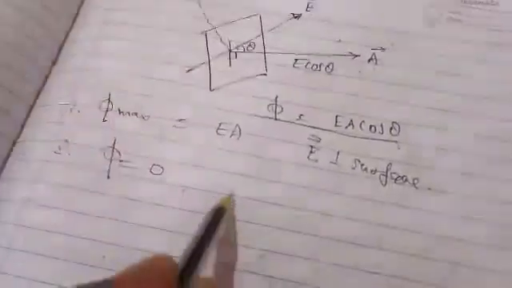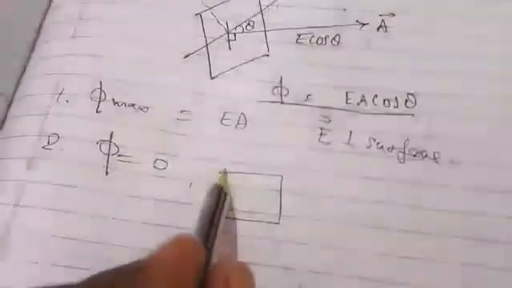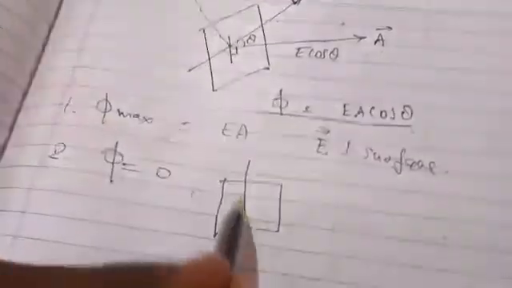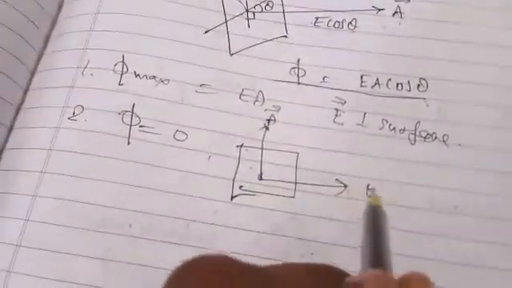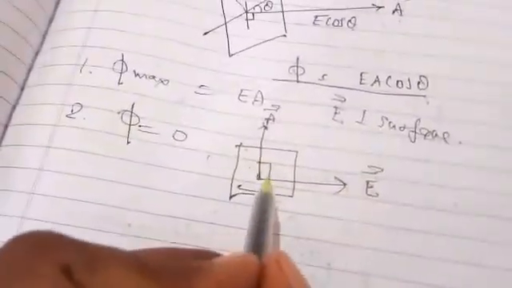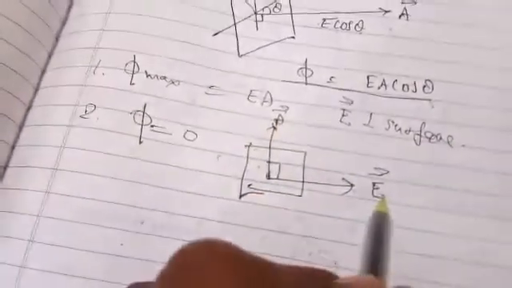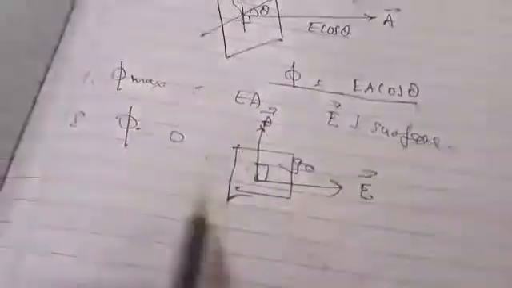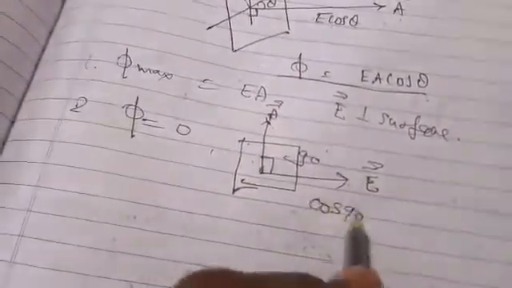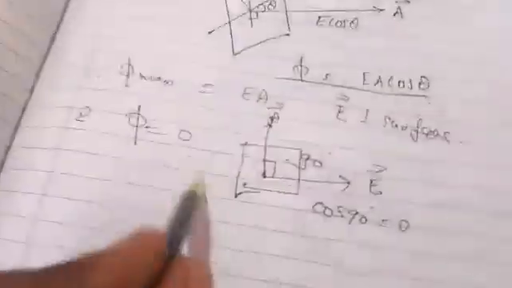When will it happen? It will happen when, suppose this is your surface and it is kept flat, as your notebook is kept on the table, so the area vector will be perpendicular to the surface and the electric field is along the surface. You can see that in this situation the electric field E and the area vector have an angle of 90 degrees, because cos 90 is always 0. In this case your flux will be 0.